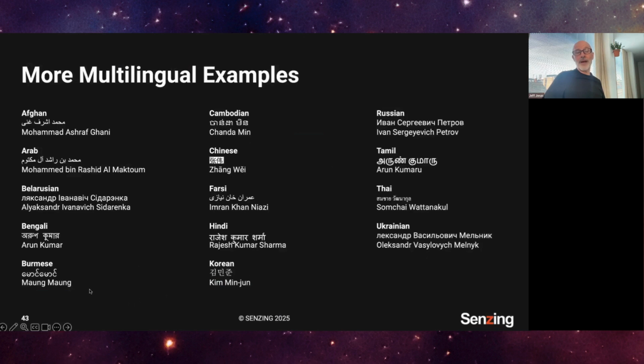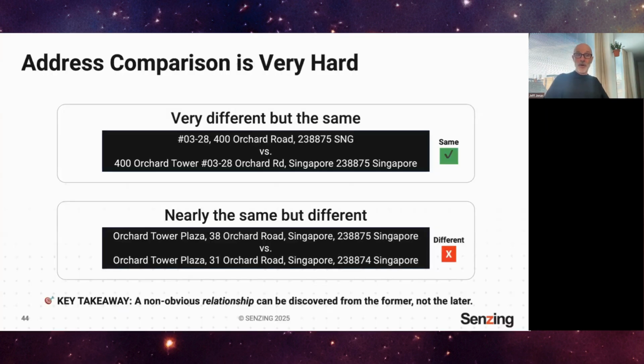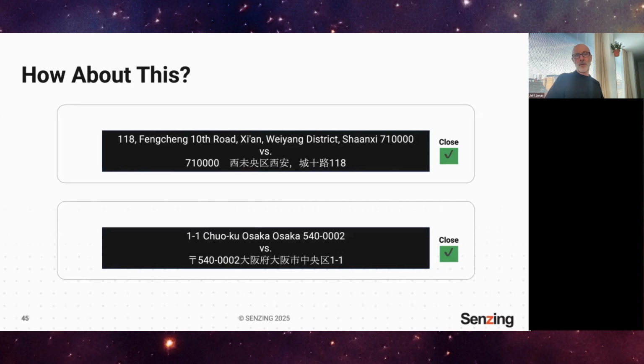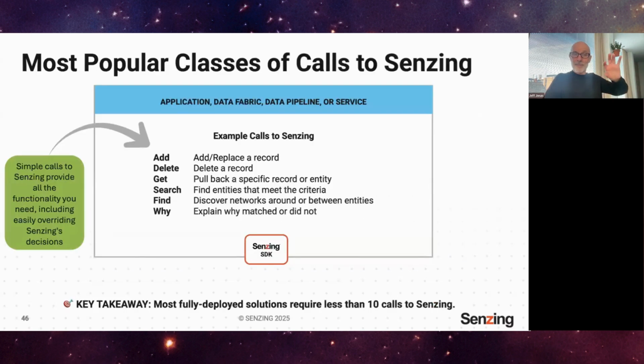Not too long ago, we hired a linguist to do Burmese and Cambodian. And since then, we've been continuing. Here it knows these addresses are exactly the same. If you have two businesses at the same address, you graph them. These addresses are different. If you can't do global worldwide address parsing, you can't solve this with simple string compares. And we do it across languages, and most recently in version 4, Mandarin addresses and business names. Most people get us embedded in their systems with less than 10 calls: add, delete, get, search, find, and why.